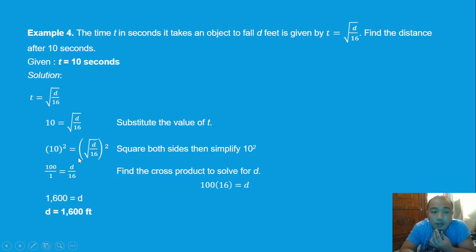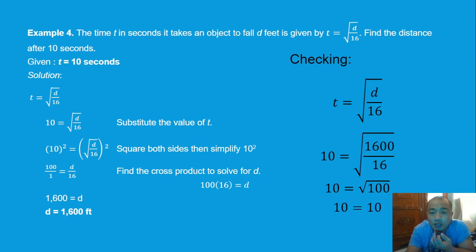So 10 squared is 100. Square root of d over 16 squared is d over 16. Then the 16 you multiply to 100. That's the value of d. Okay. The distance is 1,600 feet. Okay. That is now the answer.